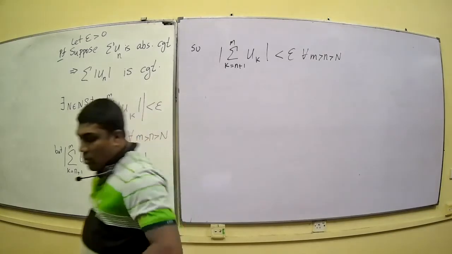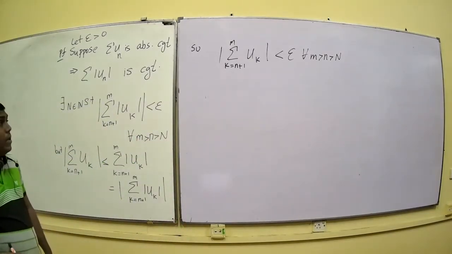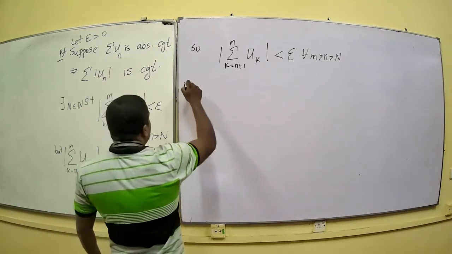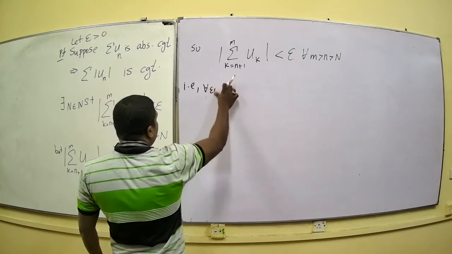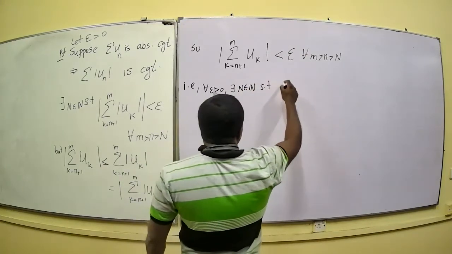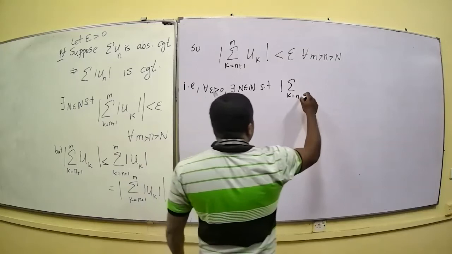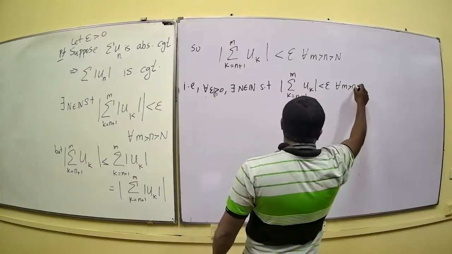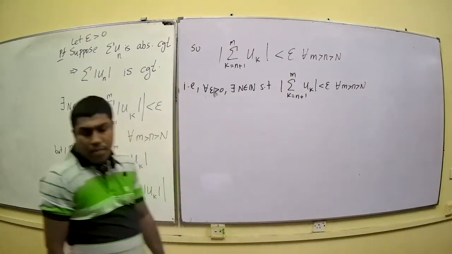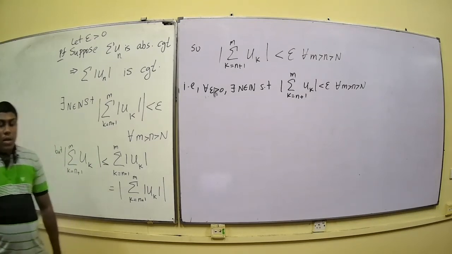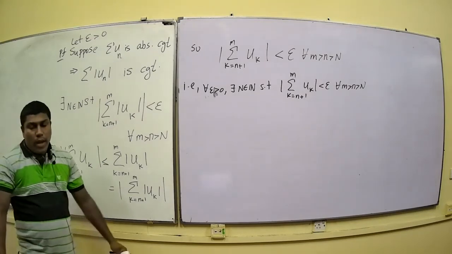And so you know that eventually you get the absolute value of the summation of uk is less than or equal to epsilon for all x. But that is the definition of convergence, right? That is, for every epsilon positive, there exists n belonging to the natural numbers such that the summation of uk from k equals n plus 1 to m is less than epsilon for all m bigger than n. Right? This is the Cauchy criterion for the series of un.